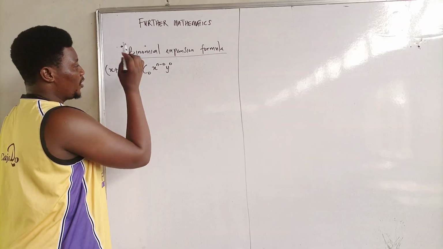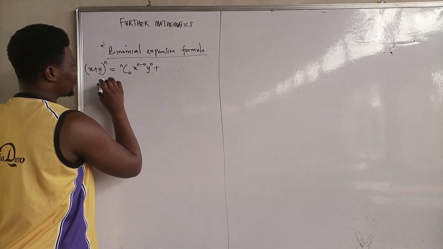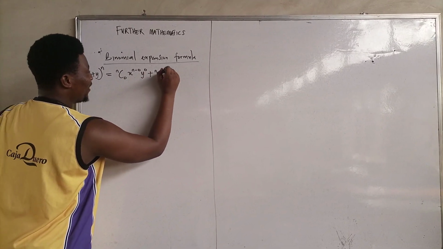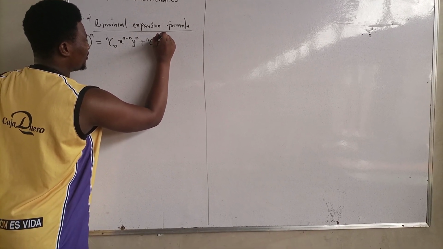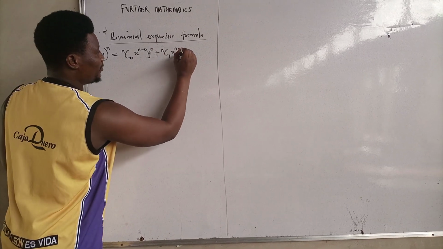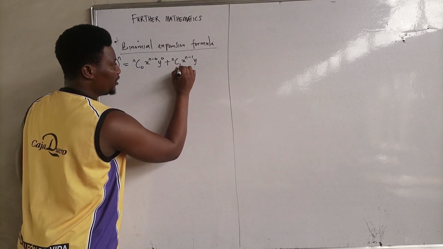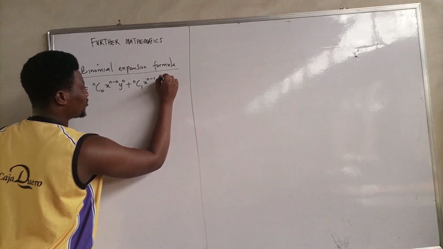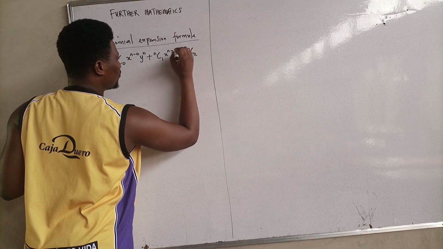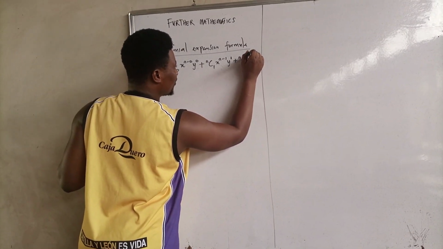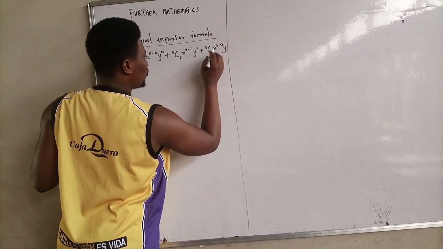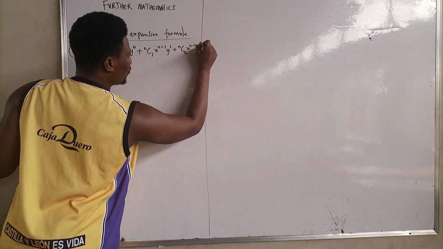0. So plus, I'm going to have n combination 1. This my x will have the power of n minus 1, and my y will have the power of 1. Plus n combination 2, where my x will have the power of n minus 2, and the y will have the power of 2.